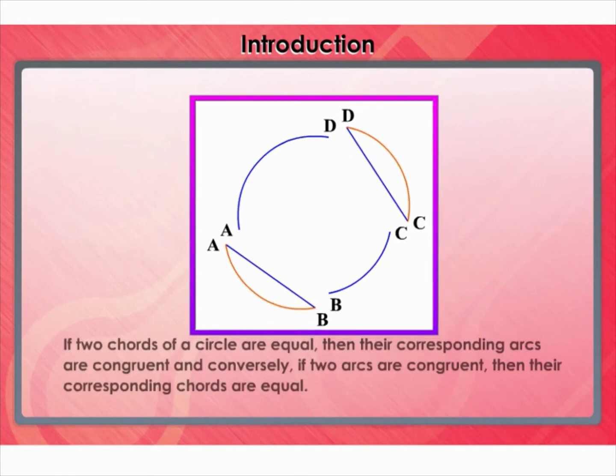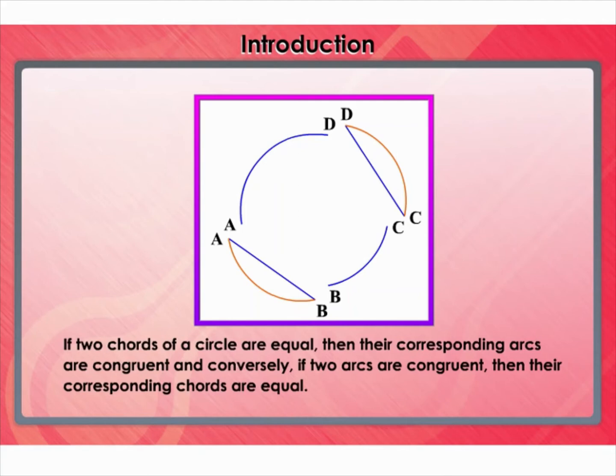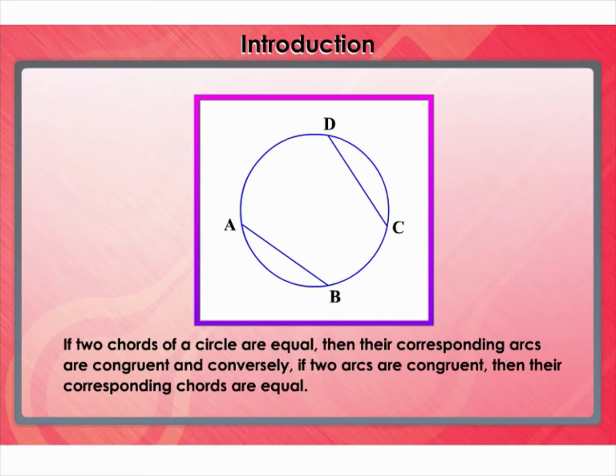completely. Now let's verify this fact by cutting the arc corresponding to the chord CD from the circle along CD and put it on the corresponding arc made by equal chord AB. You can see the arc CD superimposes the arc AB completely. This shows that equal chords make congruent arcs, and conversely, congruent arcs make equal chords of a circle. You can state this as follows. If two chords of a circle are equal, then their corresponding arcs are congruent, and conversely, if two arcs are congruent, then their corresponding chords are equal.